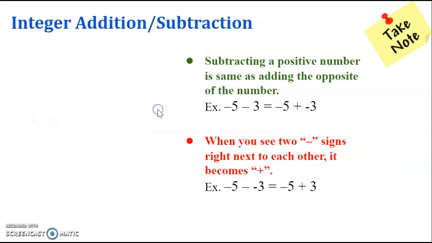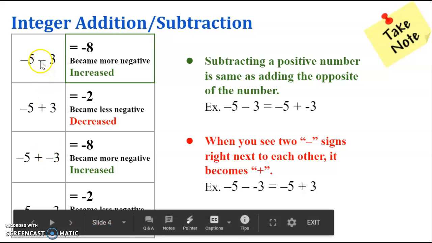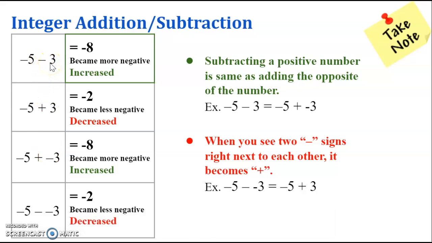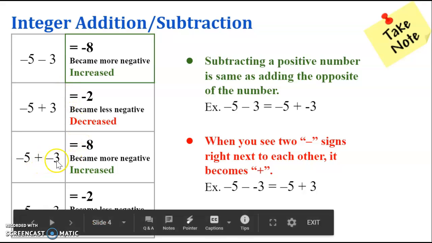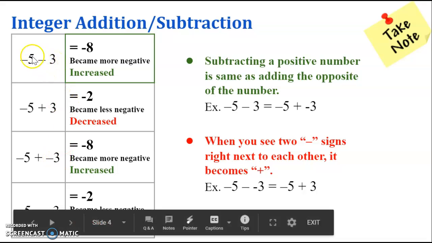Okay, so let's take some notes on this, summarizing what we just discovered. Subtracting a positive number is the same as adding its opposite. It's the same as adding its opposite. The opposite of 3 is -3. So this and this are equivalent, right?